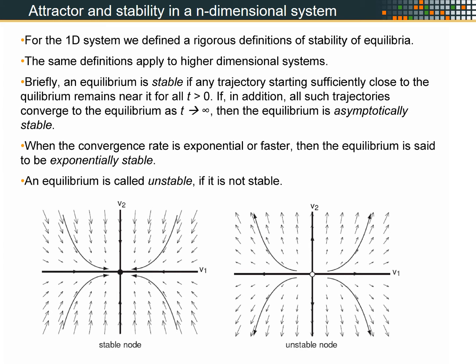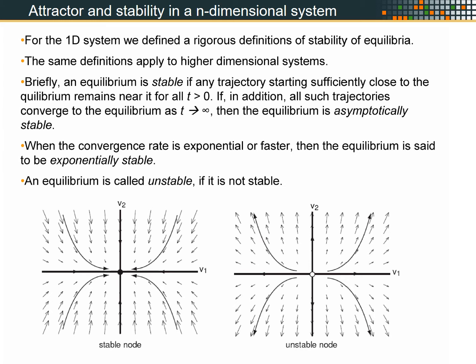And if in addition all such trajectories converge to the equilibrium, if we wait infinitely long, then we say that the equilibrium is asymptotically stable, which means the different points that we can initiate the system in will approach the equilibrium finally if we wait long enough.